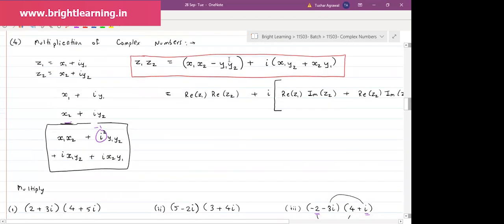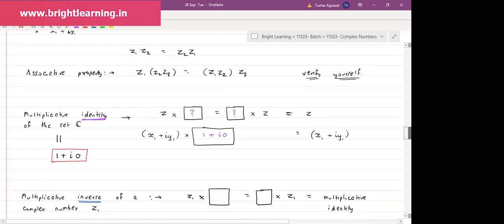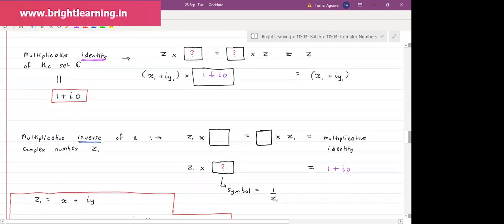Then multiplication. Why this complicated definition of multiplication was given, that also I told you. By this complicated definition, our distributive law gets satisfied, so that further work gets simplified. The further properties of the distributive law and all those properties become applicable in complex numbers also. That's why this complicated definition was given. Then we practiced some sums for multiplication, and the multiplicative identity is 1 plus i times 0.